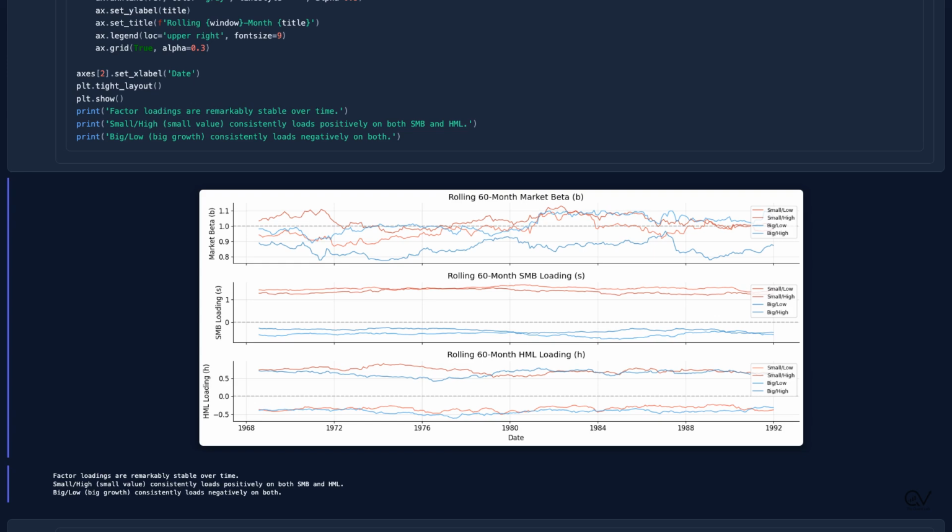Small value stocks always load positively on both SMB and HML. Big growth stocks always load negatively. This stability is important because it tells us the factor structure is a durable feature of returns, not a transient pattern that might disappear out of sample.